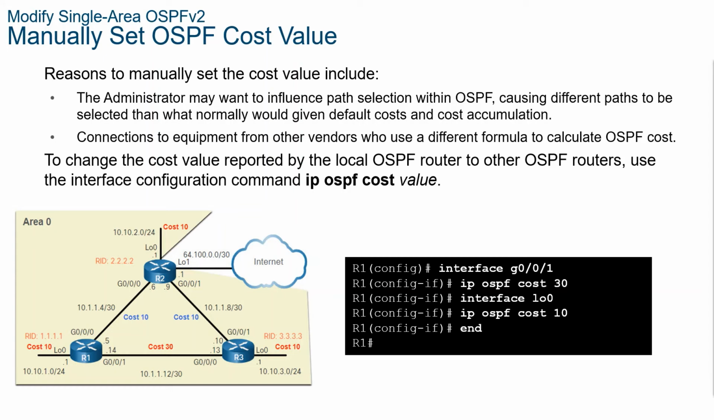To change the cost value reported by the local OSPF router to other OSPF routers, we use the interface configuration command ip ospf cost value. This is to simulate Gigabit Ethernet speeds. In addition, we will change the cost of the link between R2 and R3 to 30 so that this link is used as a backup link. In that case, you're going to have this: interface G0/0/1, ip ospf cost 30, and then interface Loopback 0, ip ospf cost 10.